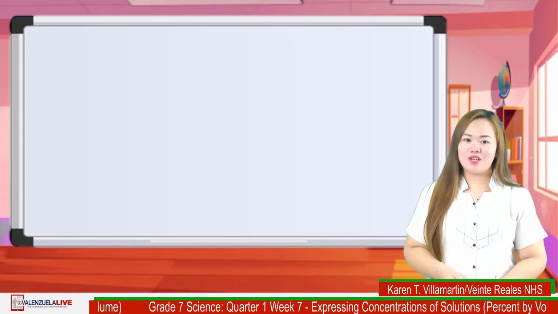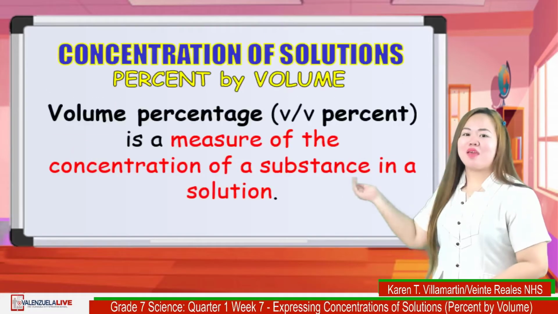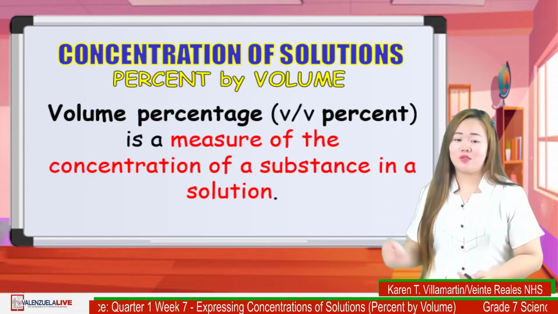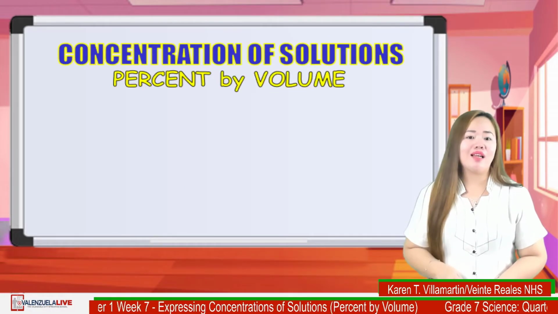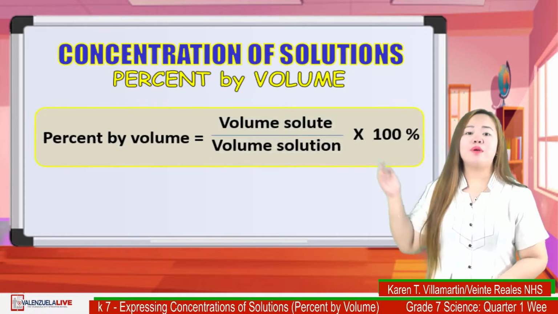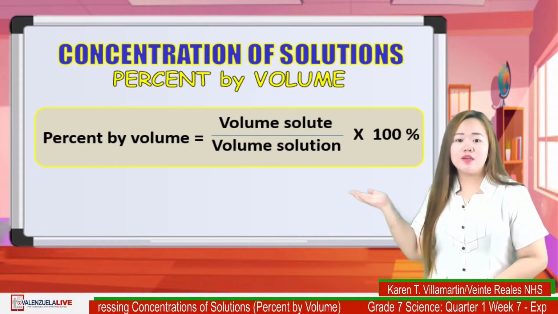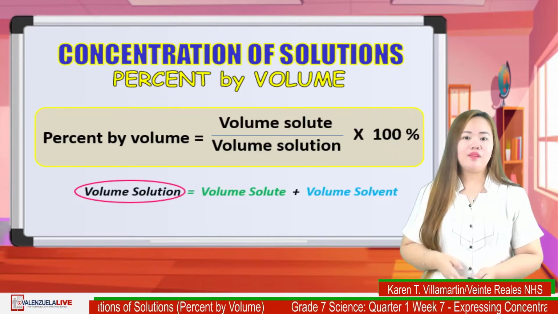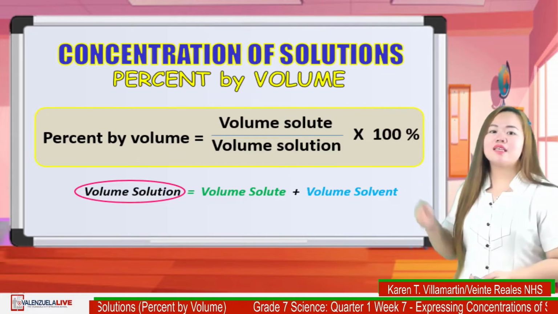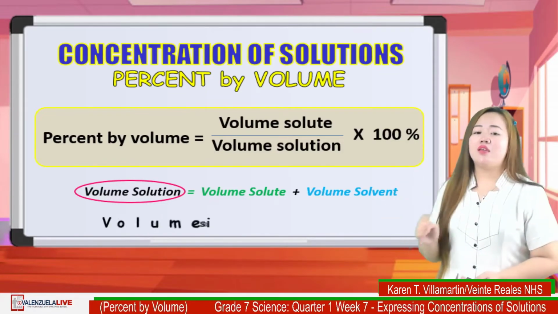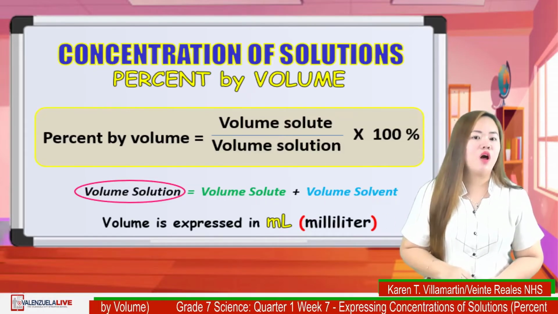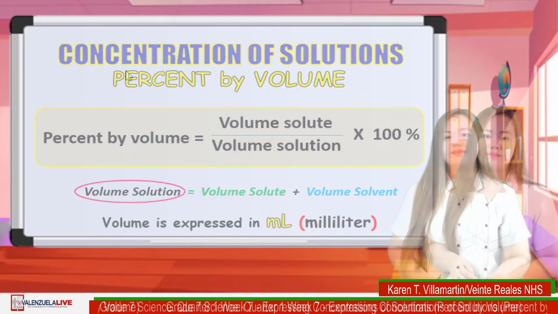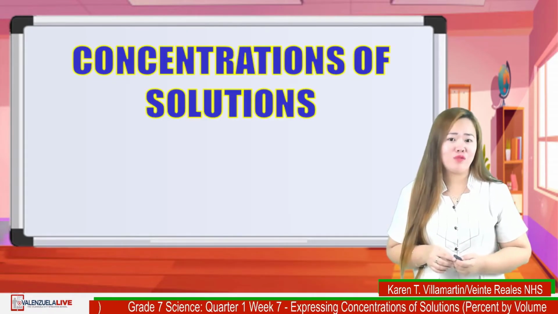And to summarize the discussion, always remember that percent by volume or volume percent is a common expression used for expressing concentration. The general formula for calculating the percent by volume is percent by volume equals volume solute over volume solution multiplied by 100%. And to get the volume of solution, we just simply add the solute and solvent. And always remember, in concentrations of solution, we use milliliter or ml as unit of volume. I hope you learned a lot from our discussion for today.